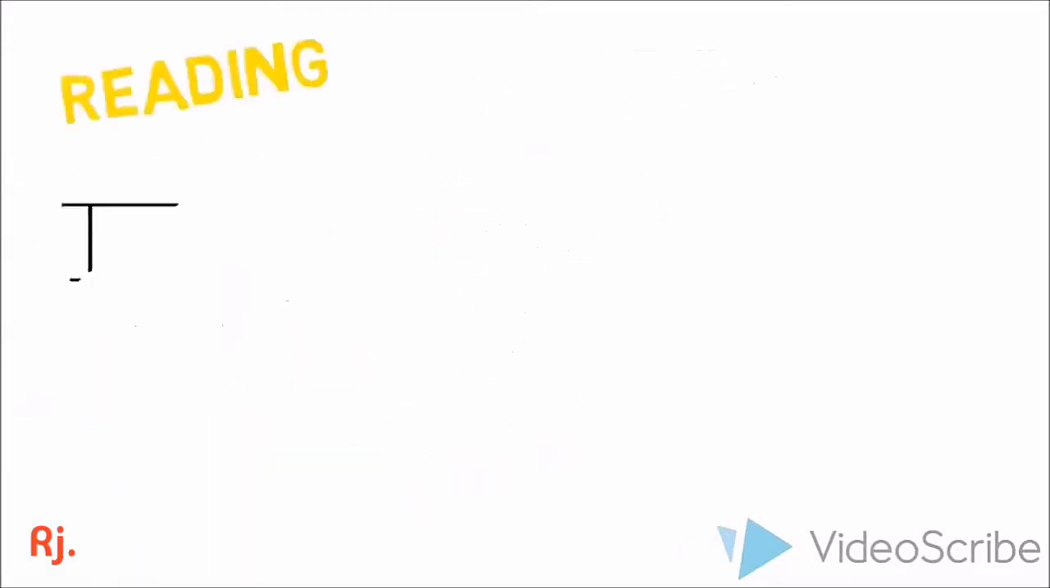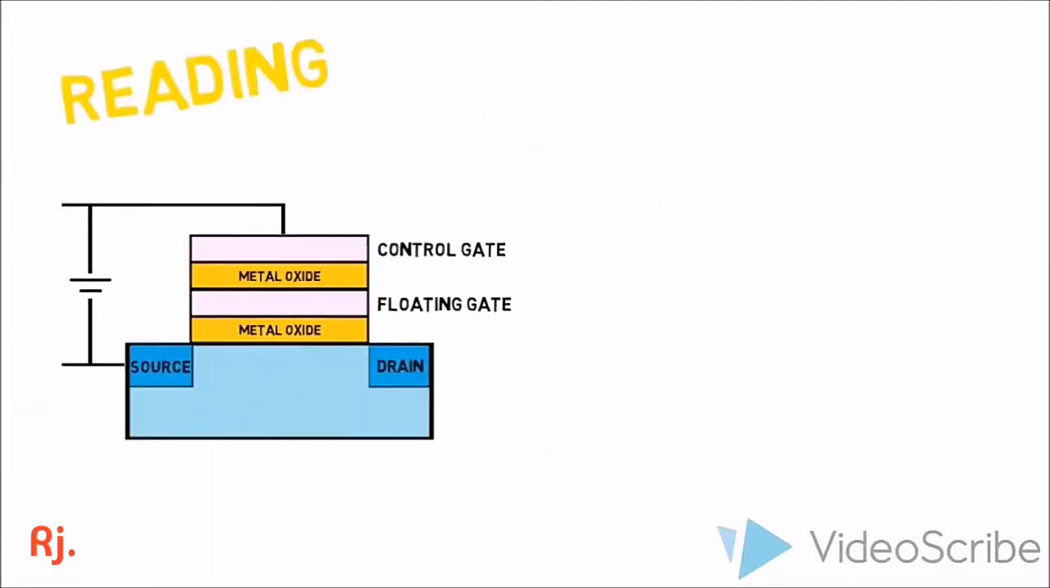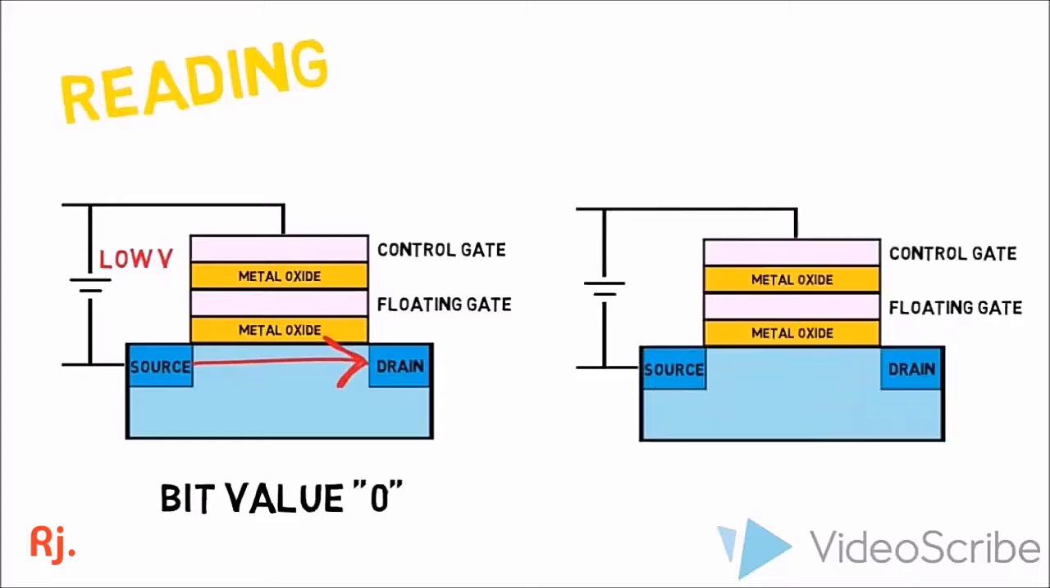When there are no charges accumulated at the floating gate, resistance between the source and the drain is low, and a low voltage is needed to cause the current to flow from the source to drain. This gives a bit value of 0. However, if there are charges accumulated at the floating gate, resistance between the source and drain is now high, and a high voltage is needed to cause the current to flow. This gives a bit value of 1.